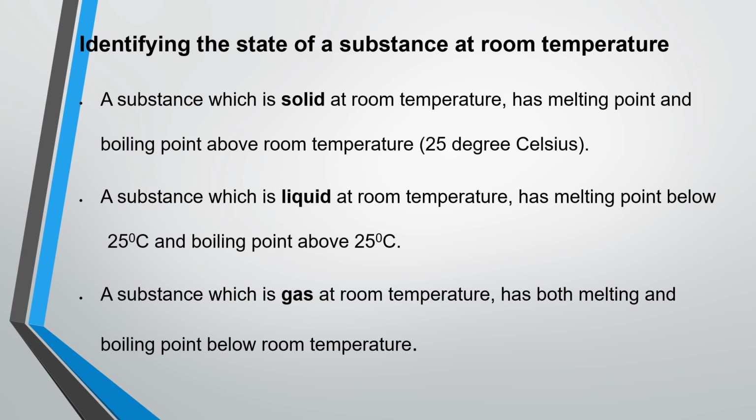A substance which is a liquid at room temperature has melting point below 25 degrees centigrade and boiling point above 25 degrees centigrade. A substance which is a gas at room temperature has both melting and boiling point below room temperature.